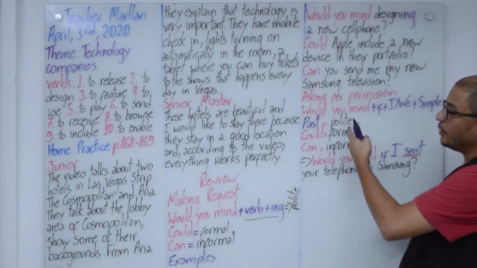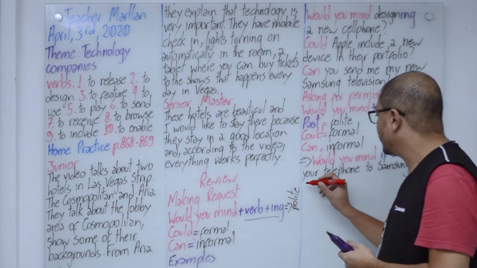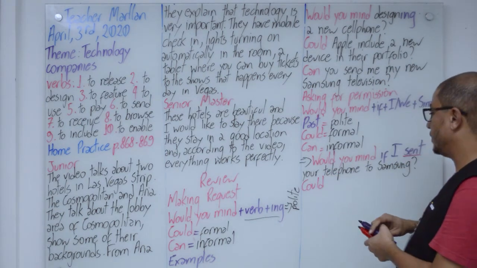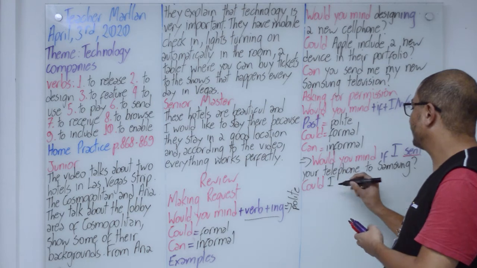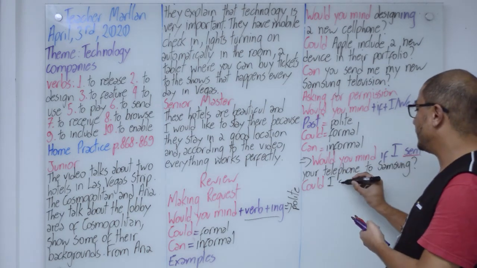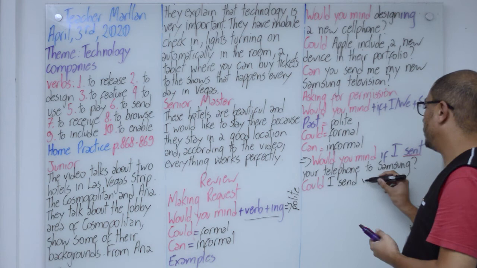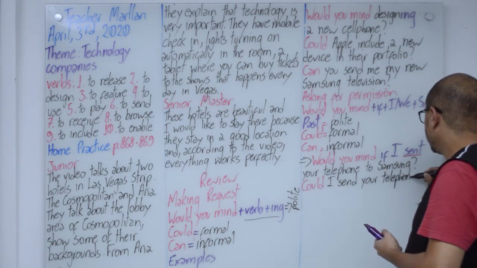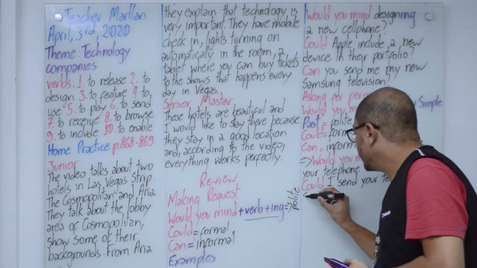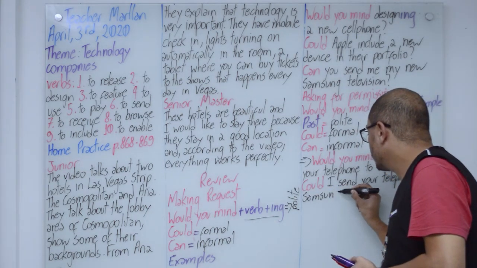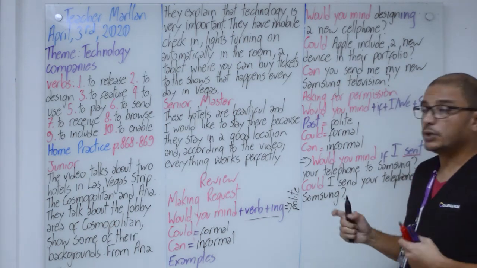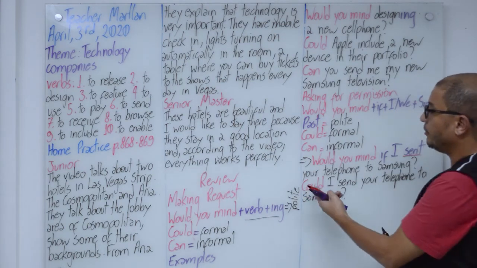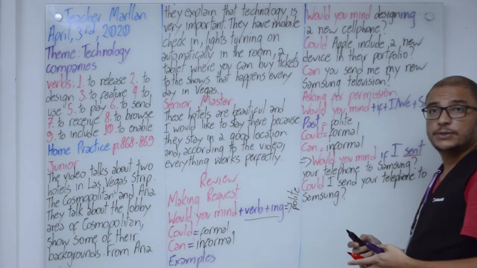Okay? But how would I do with could? I'm going to write the example using could. Okay? So, same example. Could I send, in the past send, in the base form. So, your telephone to Samsung. Okay? So you have would you mind, you change it to could. You can also change to can. Can would be, can I send your telephone to Samsung?